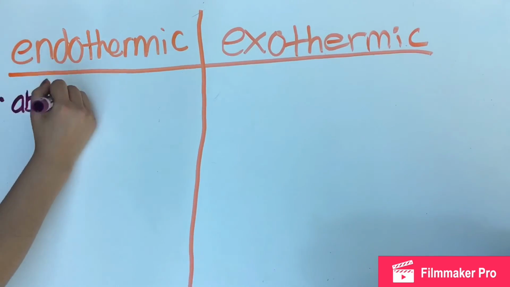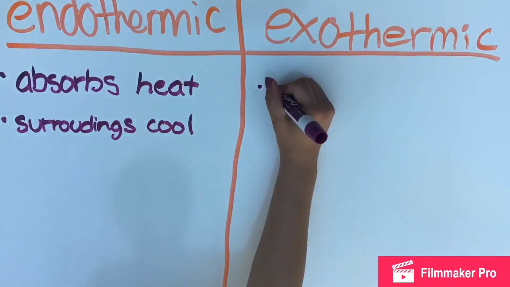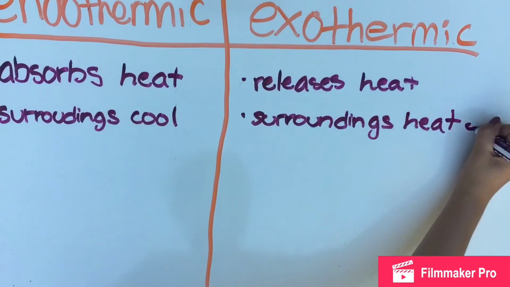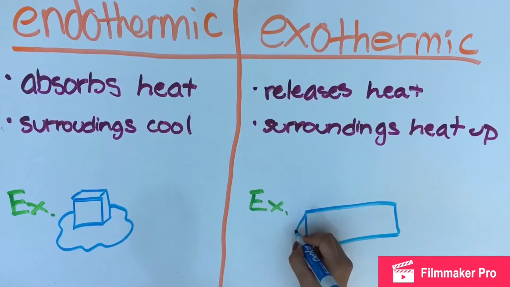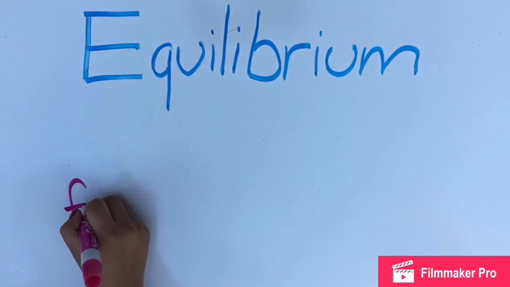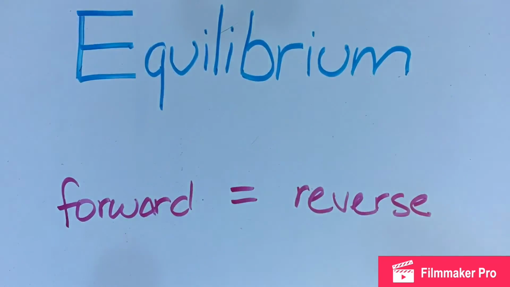An endothermic reaction absorbs heat from its surroundings while its surroundings cool down. An exothermic reaction releases heat to its surroundings while its surroundings heat up. An example of an endothermic reaction is melting ice cubes, while an example of an exothermic reaction is making ice cubes. Chemical equilibrium is when the rates of the forward and reverse reactions are equal.